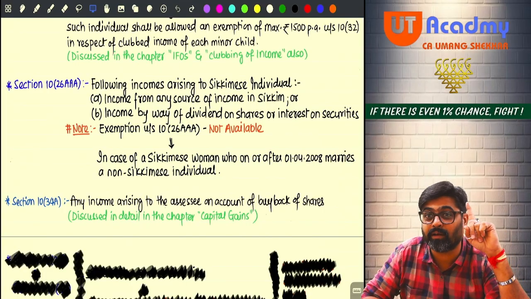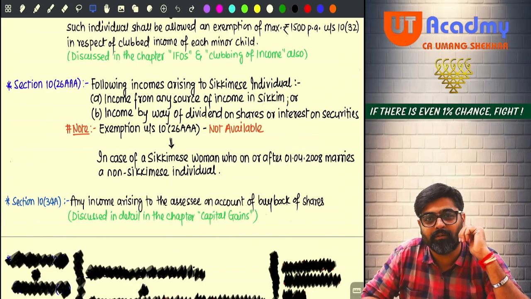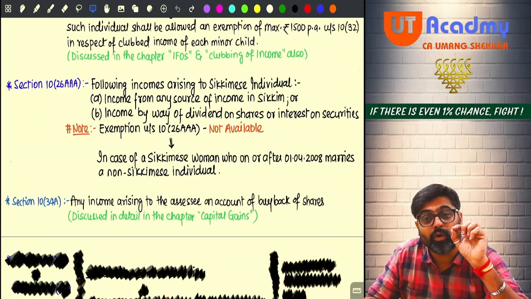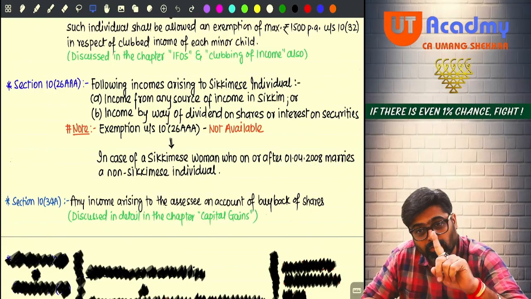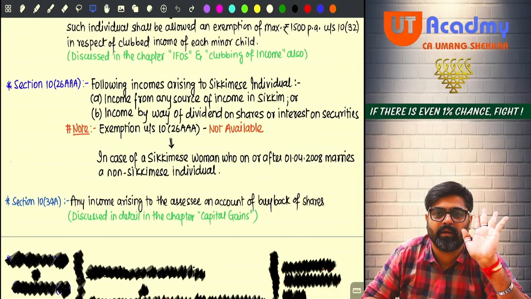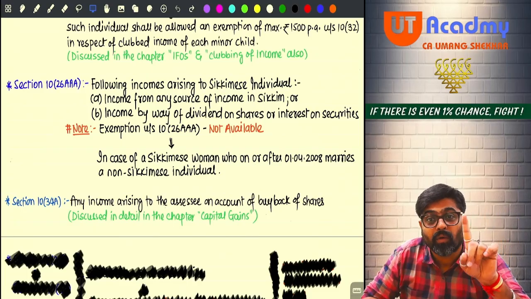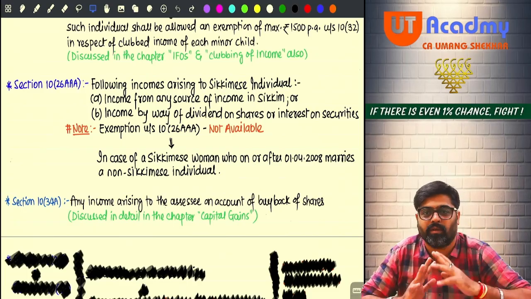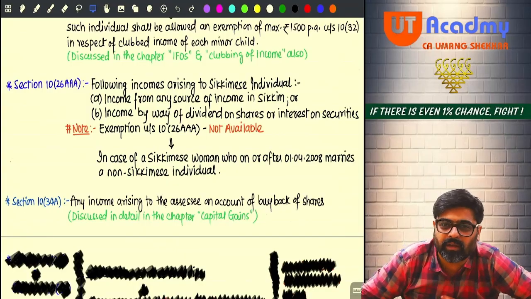Oh, there was something like Sikkimese individual. Yes, I recollect. Because this is something new and very unique, you can remember it very easily. So any source of income you are having, but that source of income should be in Sikkim. And from that source of income, whatever income you are earning, that income will be fully exempt only if you are a Sikkimese individual. Now understand why this is kept, only Sikkimese individual.